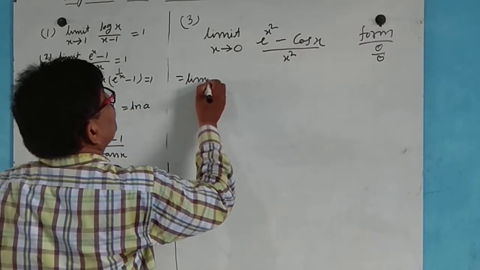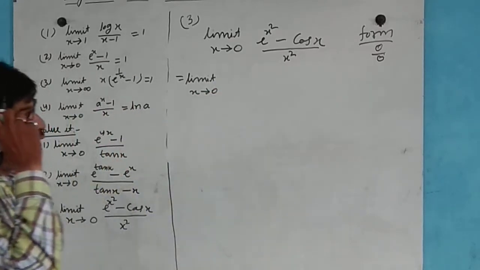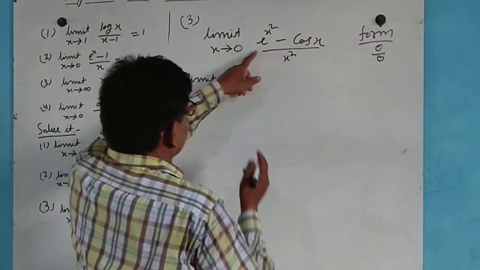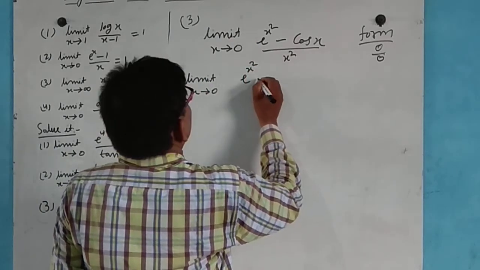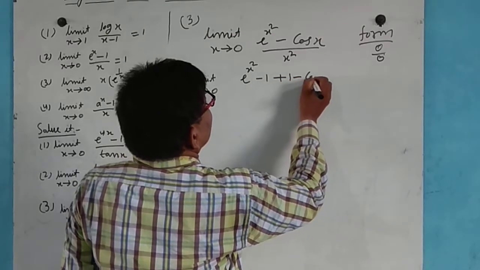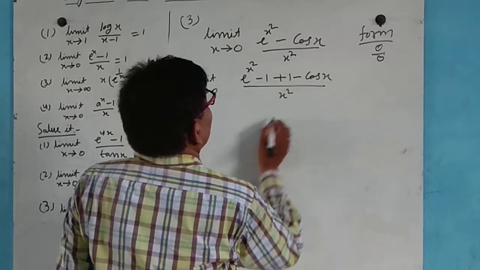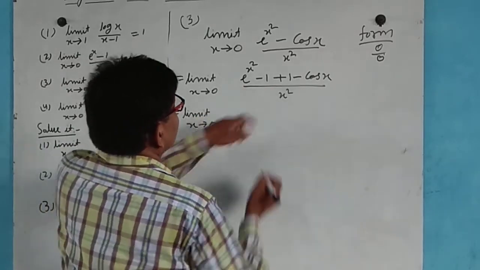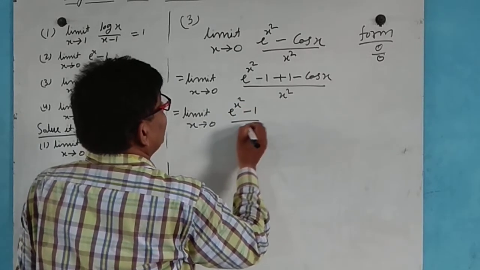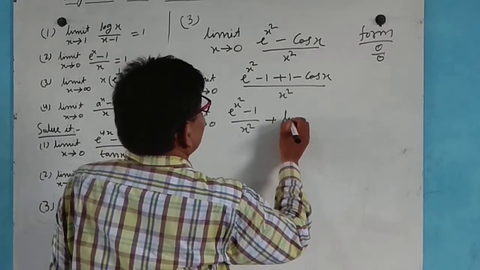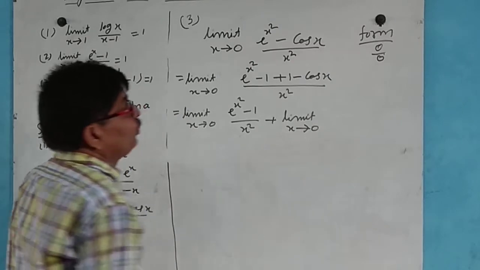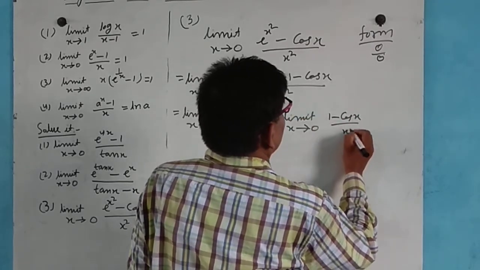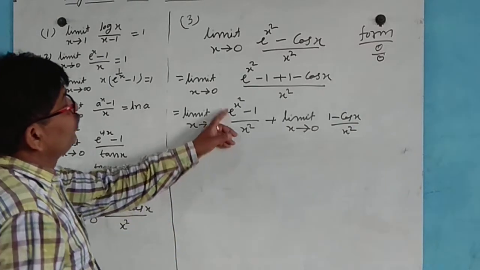Here, limit x tends to 0, we have the formula (e to the power x minus 1) by x. Here e to the power x square can be written as (e to the power x square minus 1) plus 1 minus cos x, divided by x square. This can be written as limit x tends to 0 of (e to the power x square minus 1) by x square, plus limit x tends to 0 of (1 minus cos x) divided by x square.